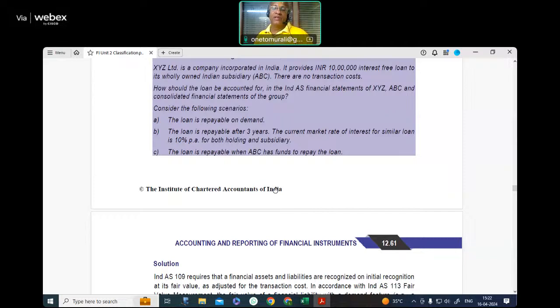So when you find even one condition is not satisfied, you cannot take it up under amortized cost. Both the conditions are to be satisfied. The business model test should also be passed, and the SPPI test should also be passed. If you find one of the two is not satisfied, you don't have to look into whether it is satisfying the second condition, SPPI.